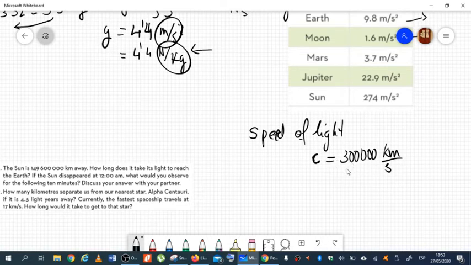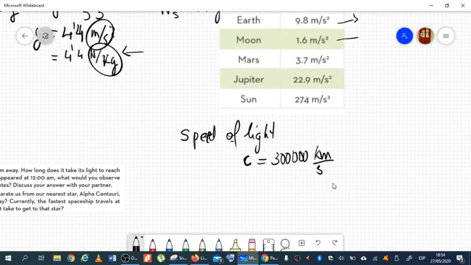This is the biggest speed that anybody can reach ever, okay? That was said by Einstein. Einstein said that this speed is the maximum speed that anybody can reach, okay?